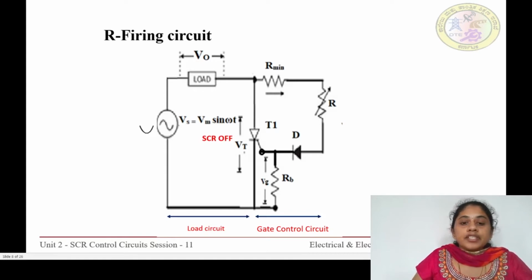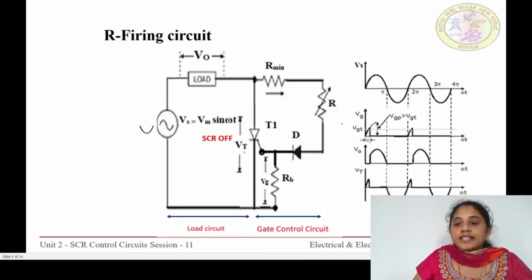Under reverse bias condition, SCR is off. So let us see the characteristics curve. Since SCR is off, in the negative half cycle of the supply, voltage across the load is 0. So V0 is 0. And because SCR is off, the entire supplied voltage will appear across the SCR.